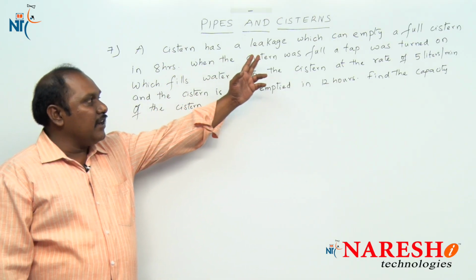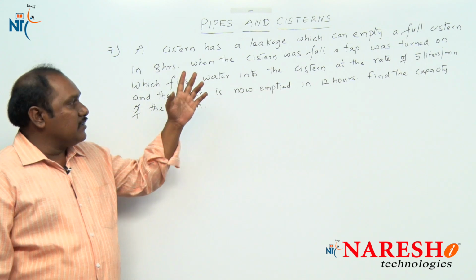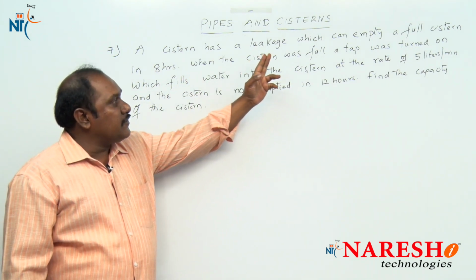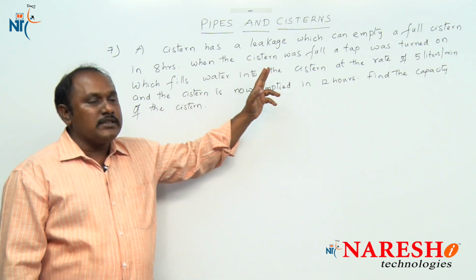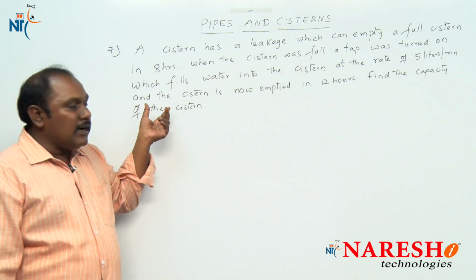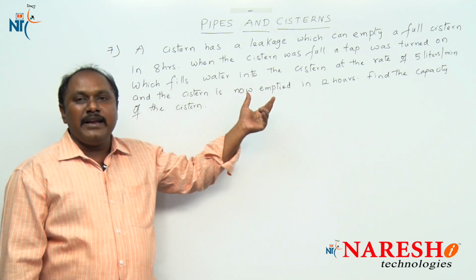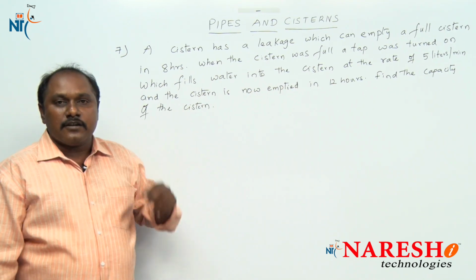A cistern has a leakage which can empty a full cistern in 8 hours. When the cistern was full, a tap was turned on which fills water into the cistern at the rate of 5 liters per minute, and the cistern is now emptied in 12 hours. Find the capacity of the cistern.